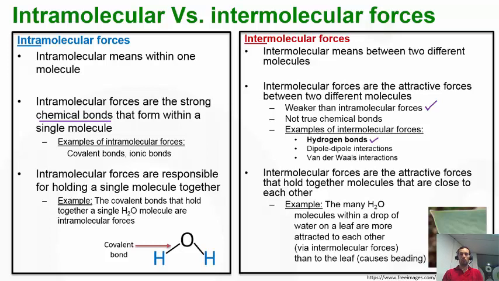So you can actually see evidence of the intermolecular forces happening here, because the water molecules within that drop are actually more attracted to each other than they are to the leaf, hence the beading.